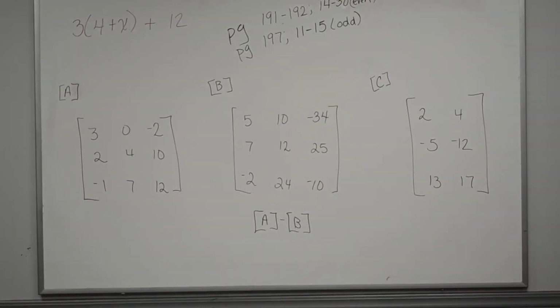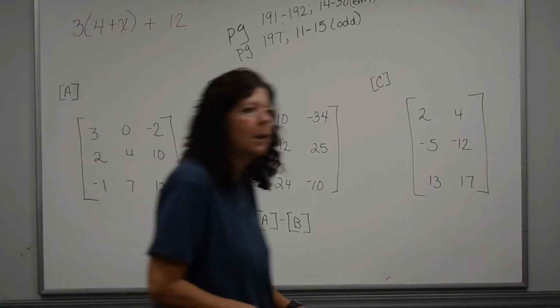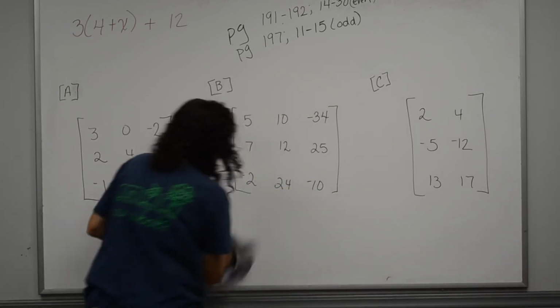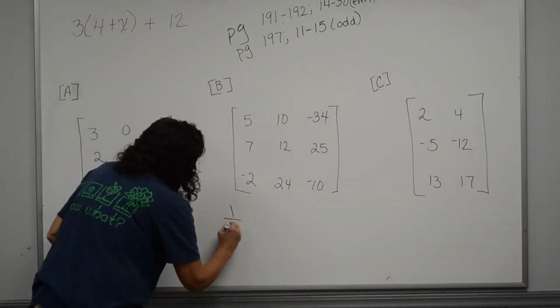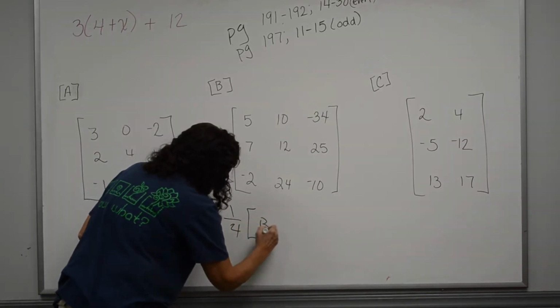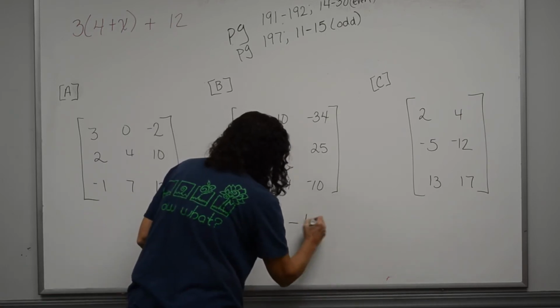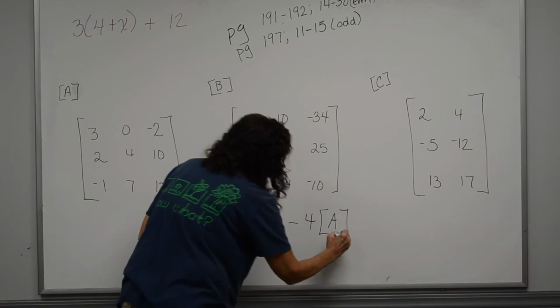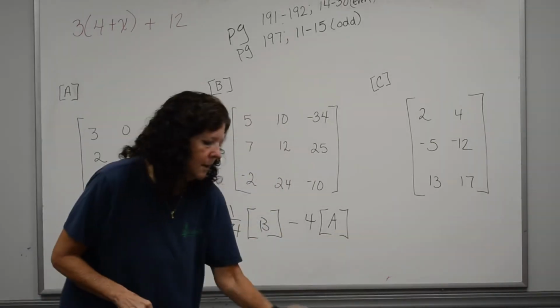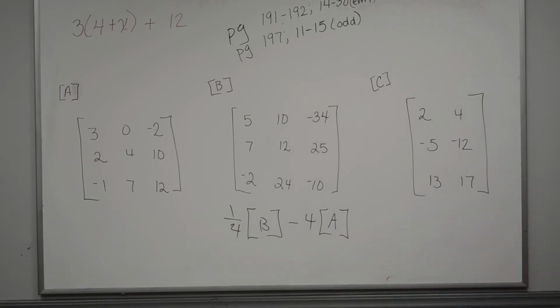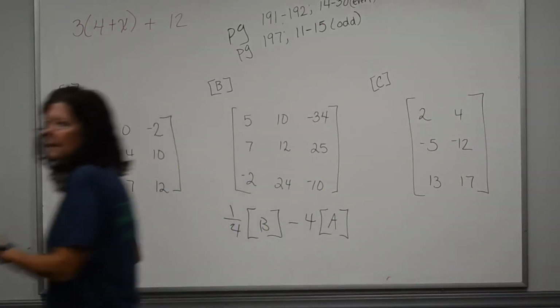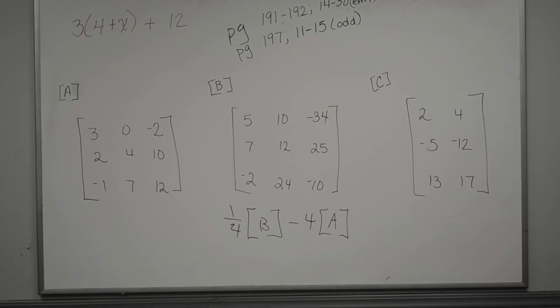Okay, did you get it? All right, now understand I can do any math I want on this. So let's say that I want to go 1/4 times matrix B minus, let's make it fun here, 4 times matrix A. All right, do that for me. And if you get decimals, go ahead and convert it back to fractions, if you can.